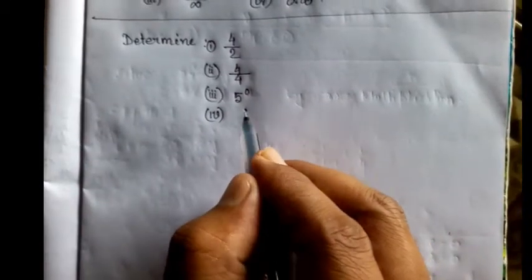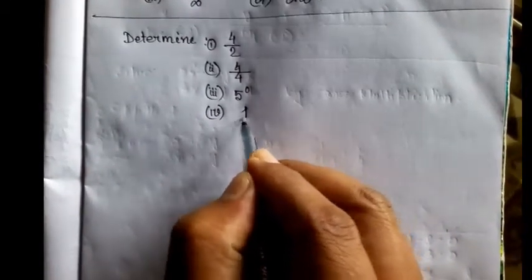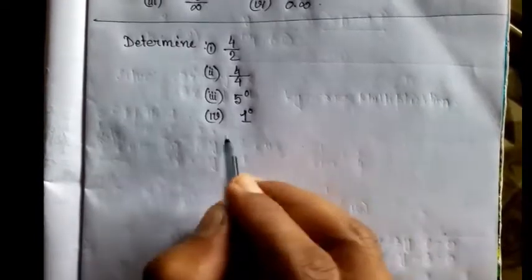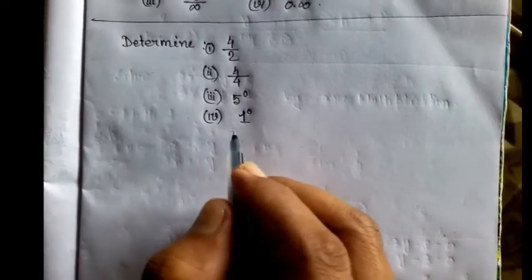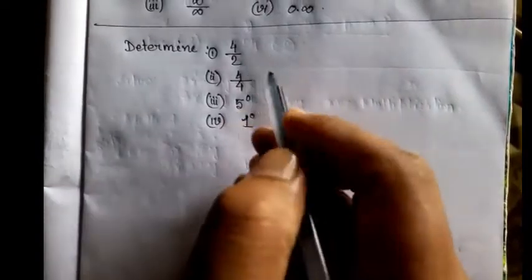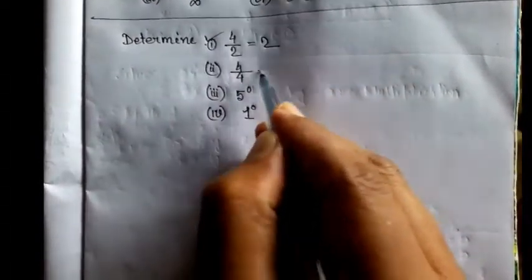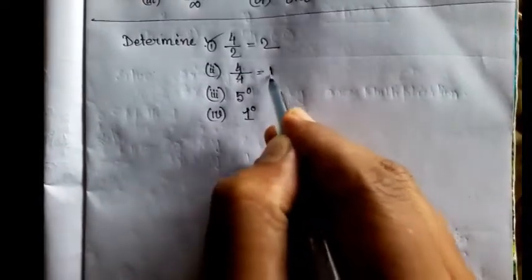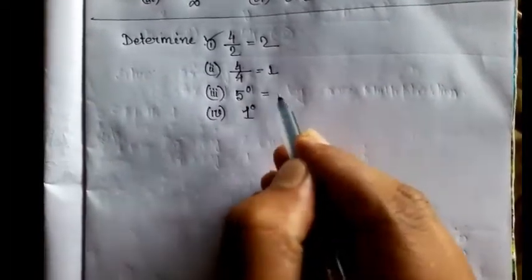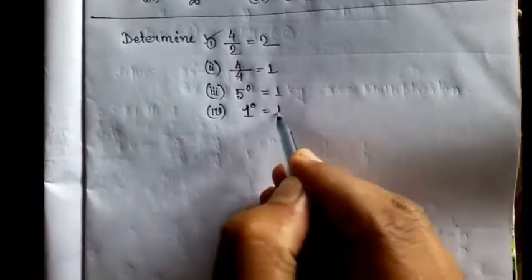Secondly, 4/4. Thirdly, 5 to the power 0. Fourth, 1 to the power 0. Okay, so what will be the value of the first one? Easily you can determine it. It is 2. 5 to the power 0 means 1, 1 to the power 0 means 1.